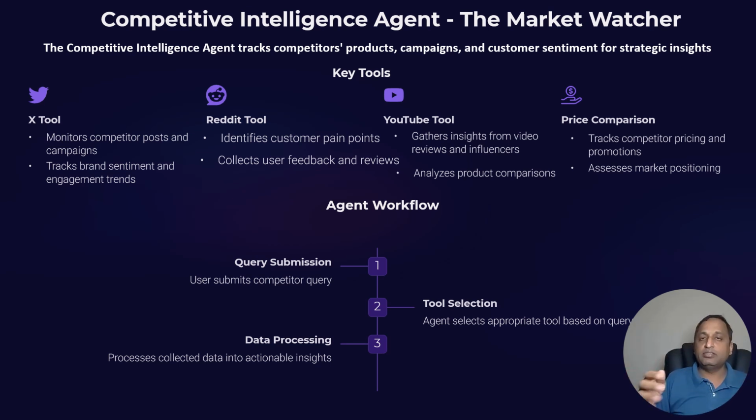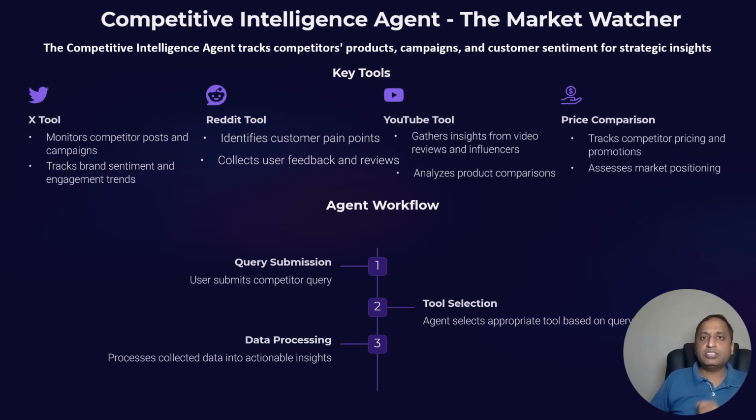It follows the same path. It takes a query submission, and depending upon it, it will determine whether it requires all the tools or only some of them. If you're asking for a price comparison, it might go for the price comparison tool. If you're asking how my competitors are performing against others, it might use all the X, Reddit, and YouTube tools. And of course, all of them come with a free API key. You can go and get them. The challenge with X is that it has a limited number of posts you can retrieve per month on the free tier. But Reddit and YouTube have a generous free tier.